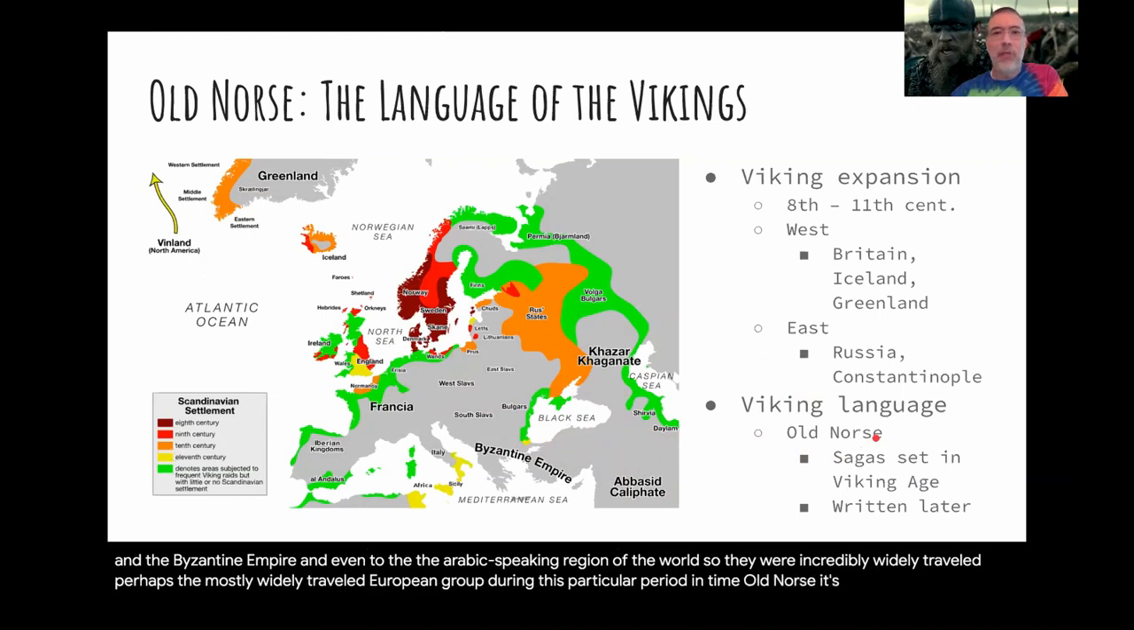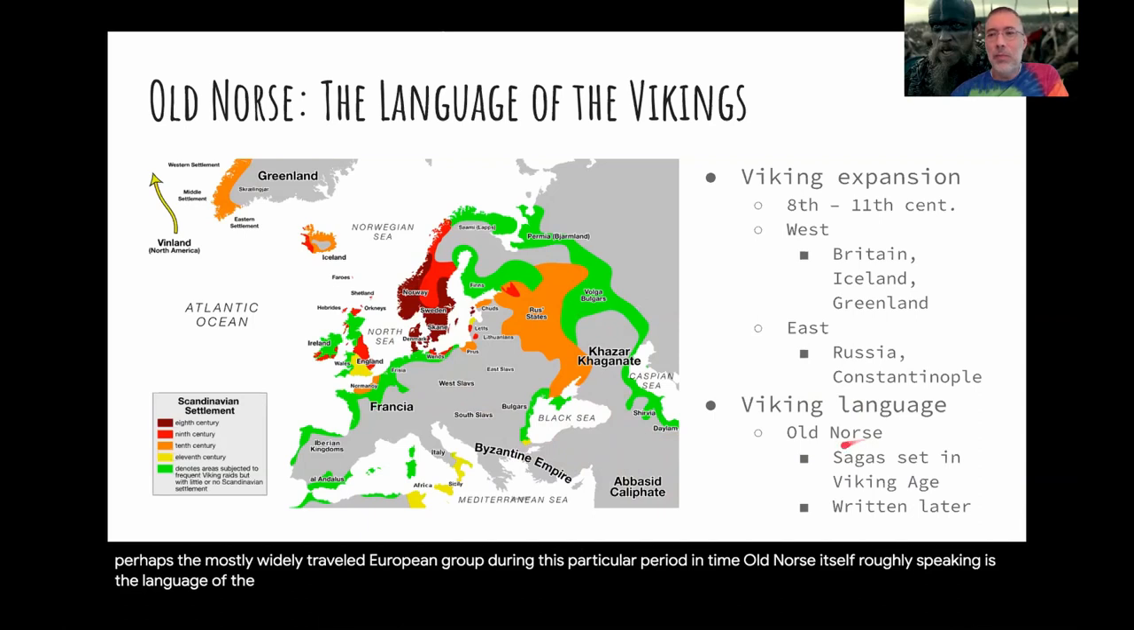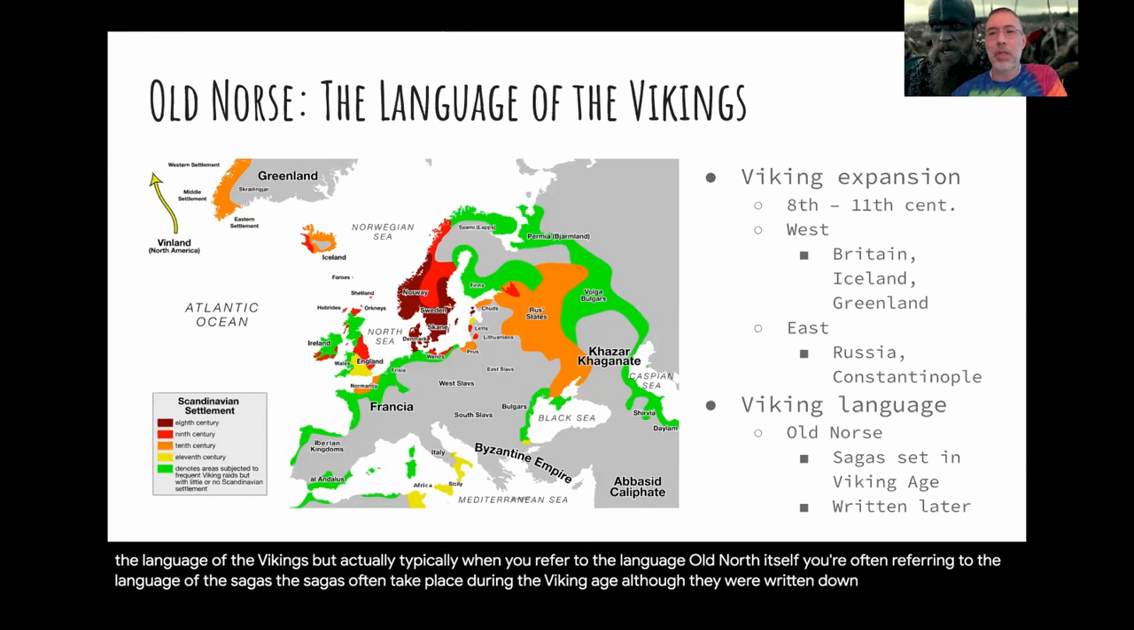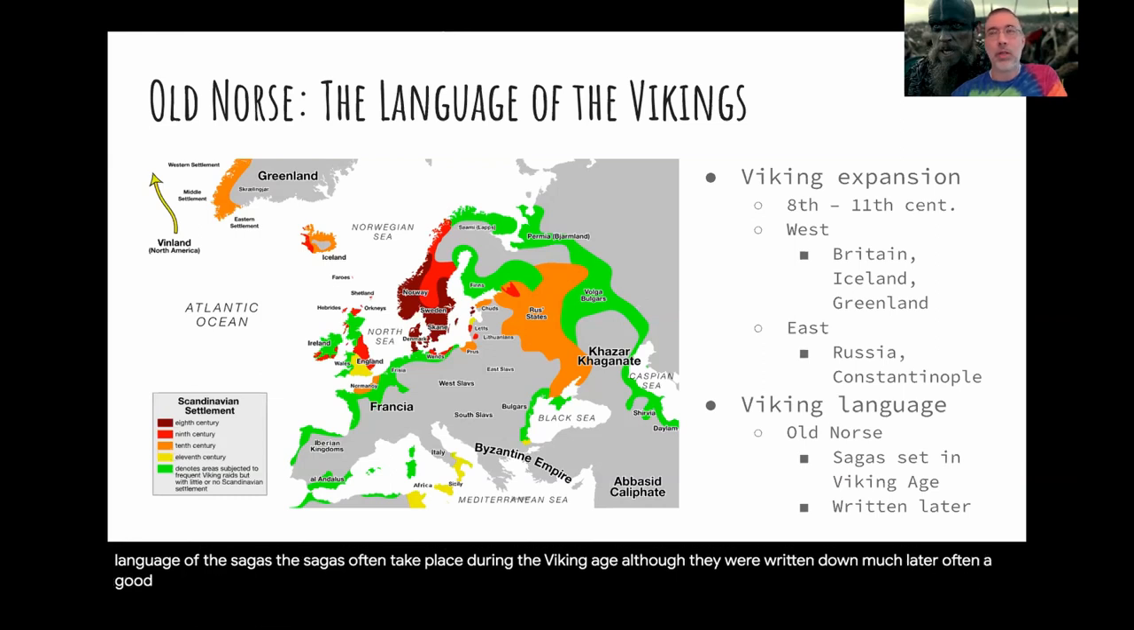Old Norse itself, roughly speaking, is the language of the Vikings, but actually typically when you refer to the language Old Norse itself, you're often referring to the language of the sagas. The sagas often take place during the Viking Age, although they were written down much later, often a good one, two, or three centuries later, but you can argue that perhaps they were already beginning to be orally composed even at some point during the Viking Age itself.